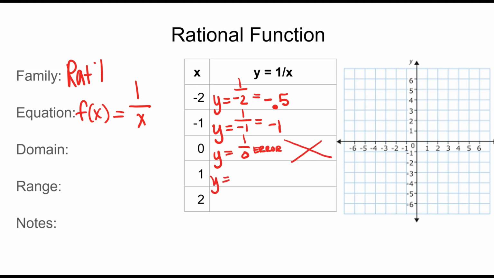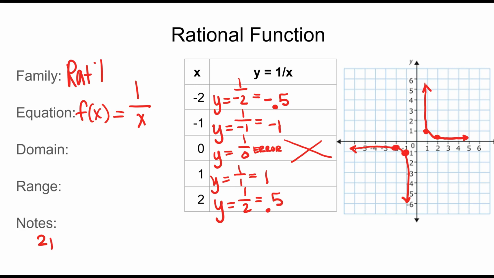And then we keep going. Y is equal to 1 over 1. Y is equal to 1 over 2. All right, we'll deal with that error in a minute. Let's graph what we can. So we've got -2, -0.5. We've got -1, -1. We skip that 0. We don't know what to do with it. We've got 1, 1. And 2, 0.5. The way this graph looks is it's 2 pieces, and it goes like this.